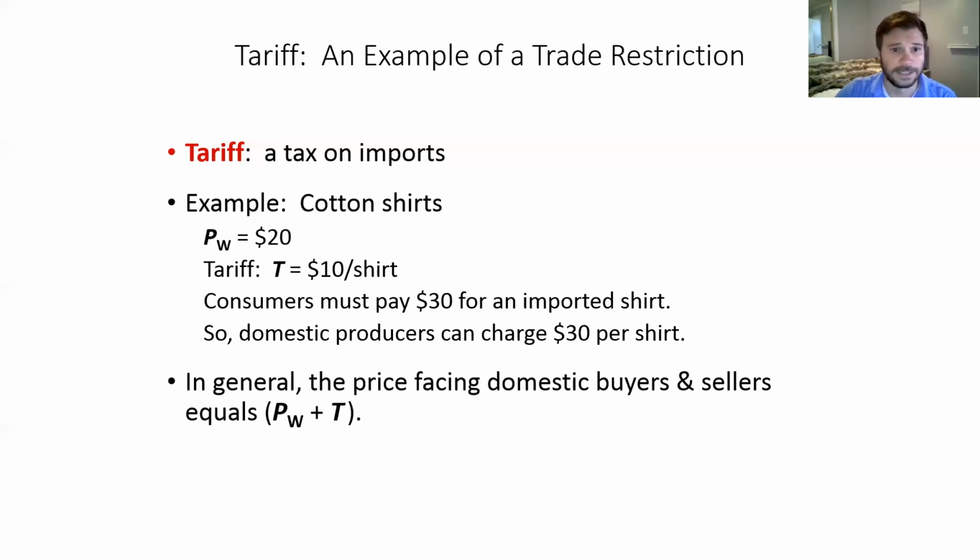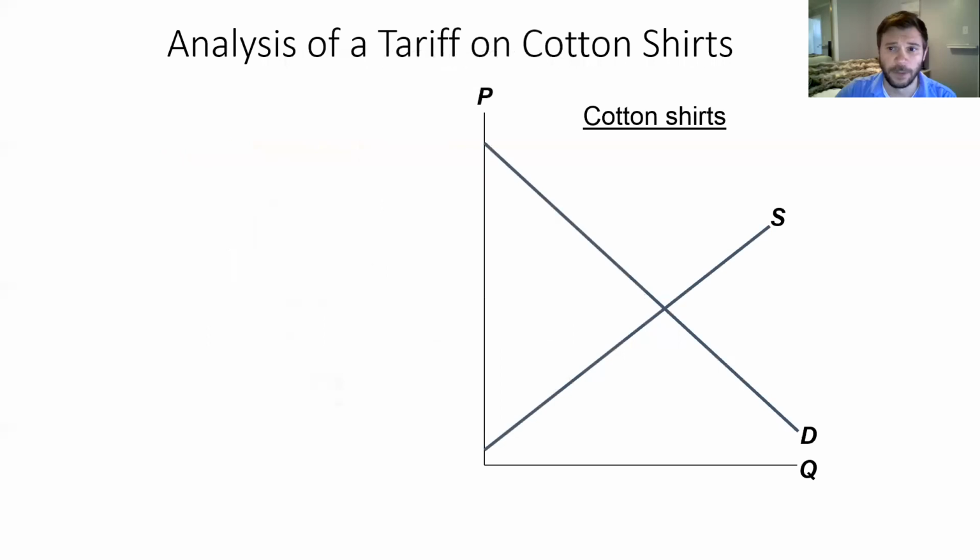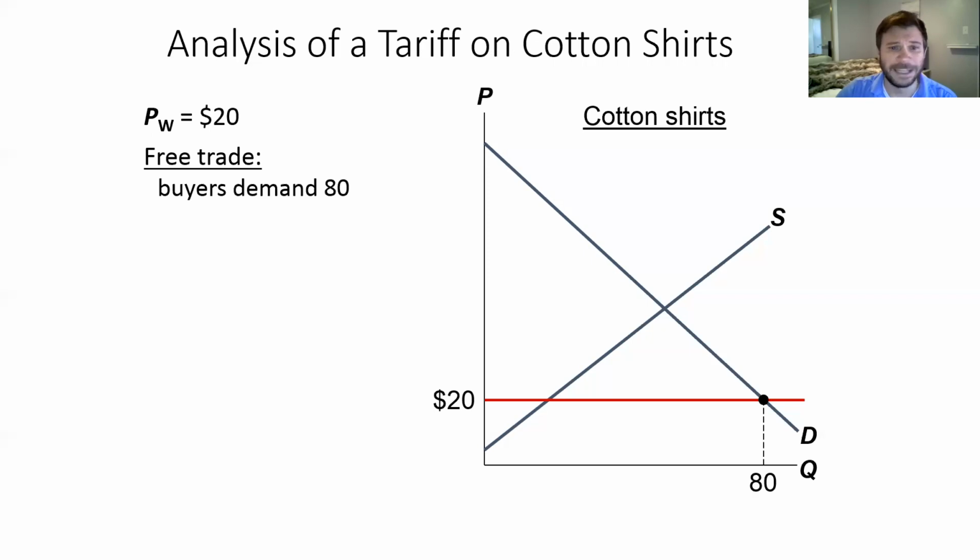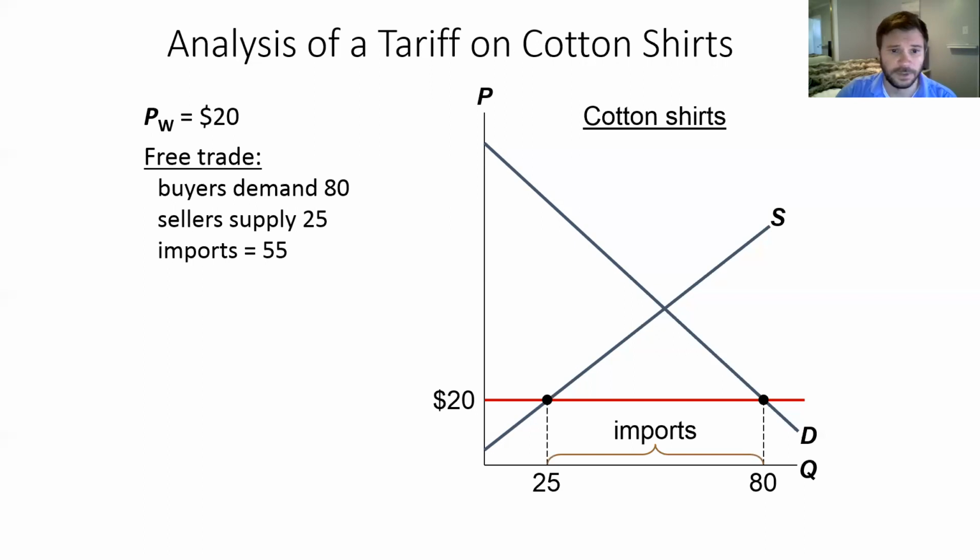Okay, so let's go ahead and take a look at our supply and demand framework here. Okay, we had a world price down there at $20. Let's suppose the initial status quo involves, under free trade, buyers purchasing 80 units at that price and domestic producers only furnishing 25. Okay, meaning the difference is accounting for our imports, which are the 55 units, the difference between 80 and 25. So this is the status quo situation.